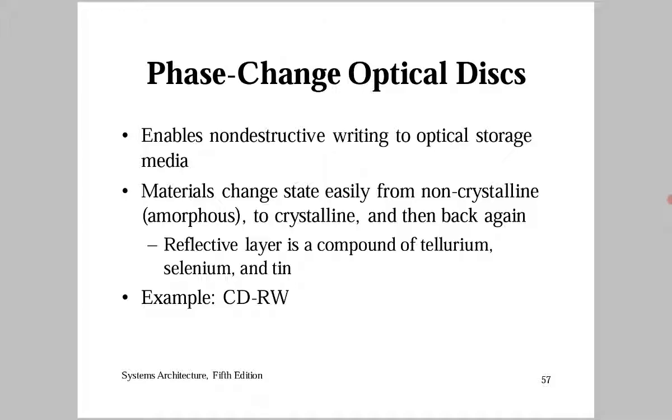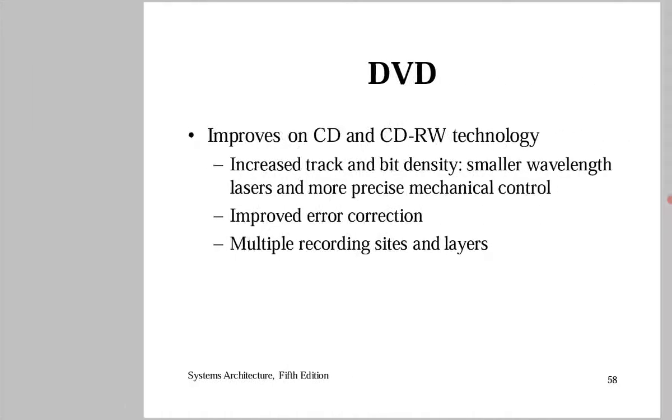Generally CD-ROMs and DVD-ROMs work with optical technologies, that is laser beams and laser technologies with magnetic material. Optical technology means laser beams on some magnetic surface media. Generally materials change state easily from non-crystalline to crystalline and then back again. The reflective layer is a compound of that kind. Examples are CD read writes.